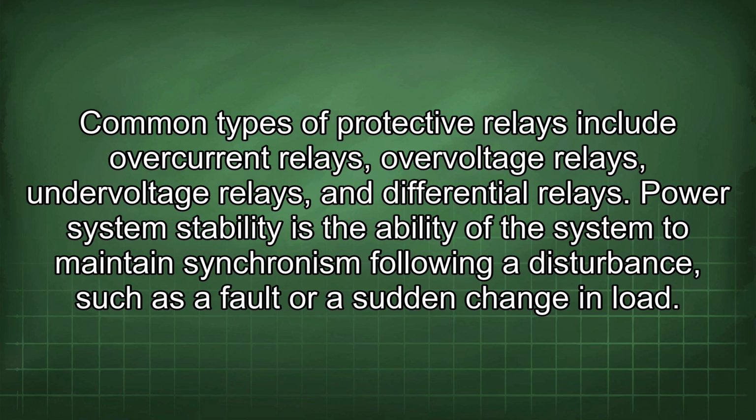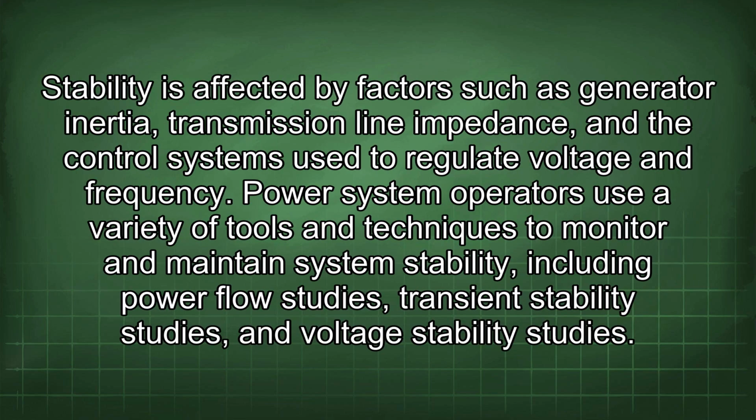Power system stability is the ability of the system to maintain synchronism following a disturbance, such as a fault or a sudden change in load. Stability is affected by factors such as generator inertia, transmission line impedance, and the control systems used to regulate voltage and frequency. Power system operators use a variety of tools and techniques to monitor and maintain system stability, including power flow studies, transient stability studies, and voltage stability studies.